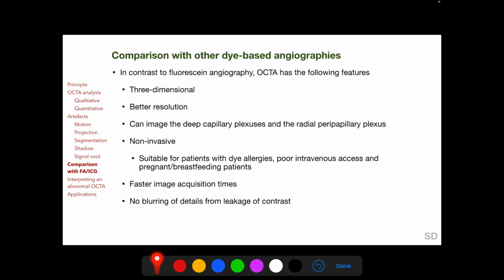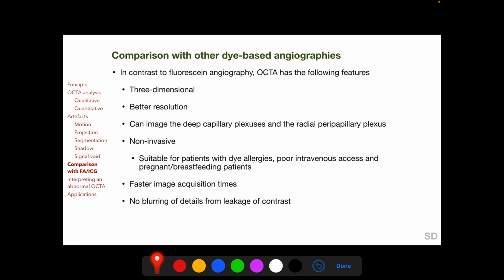Being a mode of angiography, OCTA should be compared with other angiography techniques, particularly the dye-based techniques. In contrast to fluorescein angiography, OCTA has the following features. It is a three-dimensional imaging technique with better resolution and can image the deep capillary plexus and the radial peripapillary capillary plexus, which are not imaged by fluorescein angiography. In contrast to fluorescein angiography, OCTA is non-invasive, which is a very important consideration for patients with dye allergies, poor intravenous access, and in pregnant and breastfeeding patients.